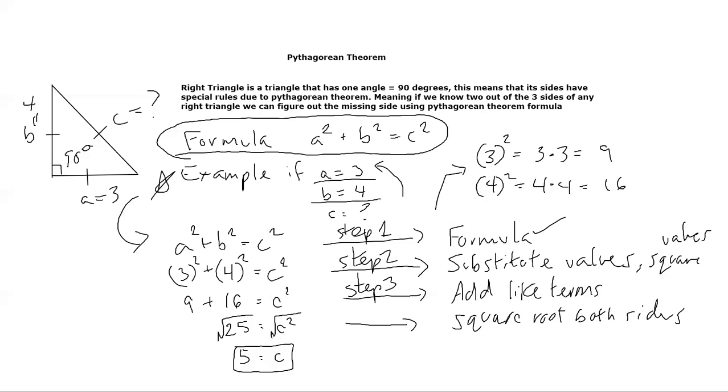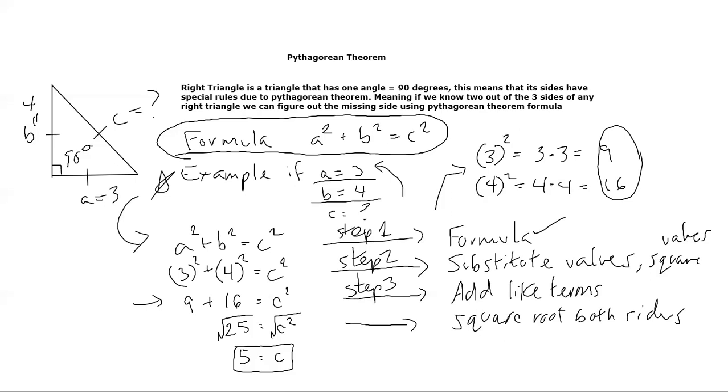So that's where I get it. I'm just plugging in these numbers down here. That's all I did. I just showed my work separately. Okay, so now for step 3, I'm going to add like terms. If you notice, I haven't done anything to C squared.